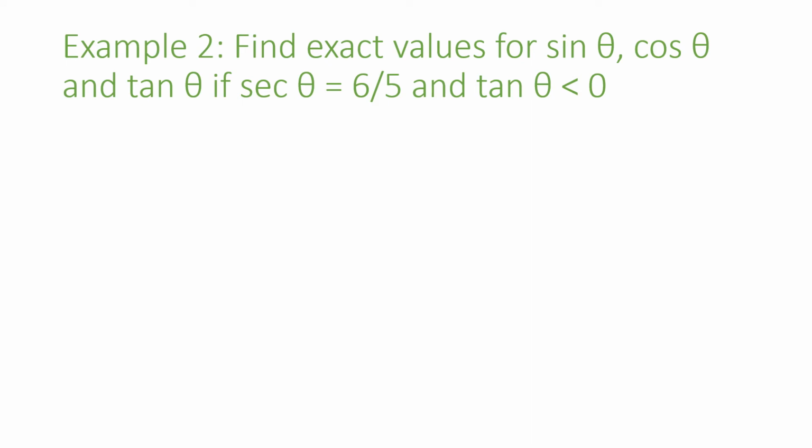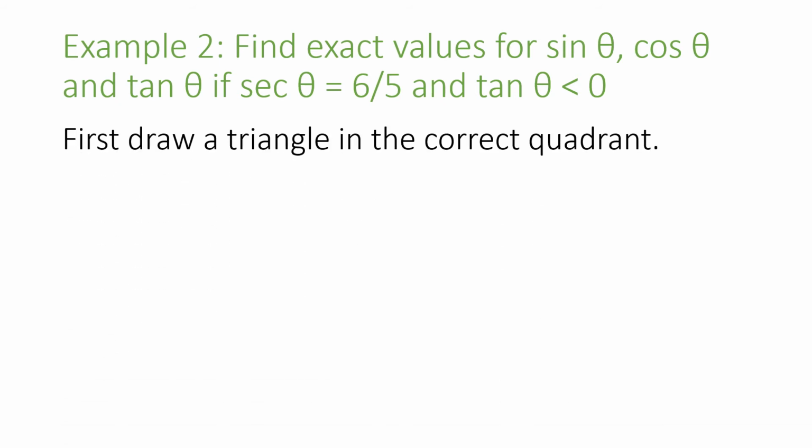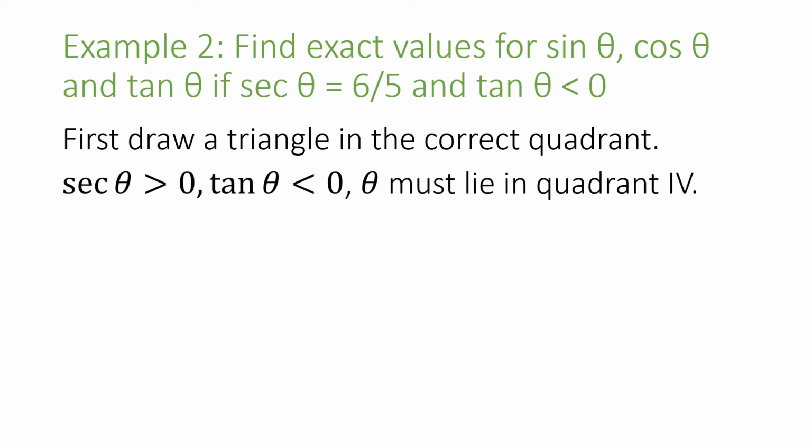All right, in example 2, very similar example, we have: find the exact values of sine, cosine, and tangent if they give us that secant is 6/5 and tan is less than 0. Again, the first thing I want to do is draw a triangle in the correct quadrant. Because secant is 6/5, which is greater than 0, so secant is positive, or cosine is positive, and tan is negative, theta must be in quadrant 4.